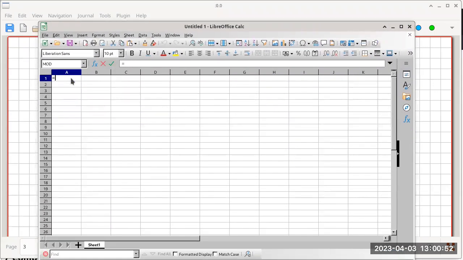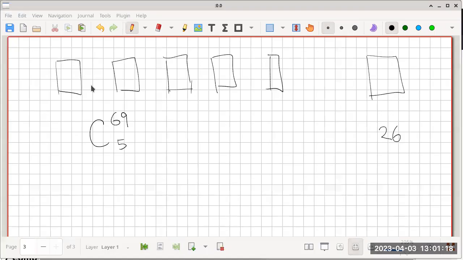All right, so I'm just entering the combinations, and we have 69 choose five times 26. And there we go. We have the 292 million and something. Oh, so that's a pretty easy way to do the calculation. Cool. So now I go back to the picture that we had earlier. There we go.